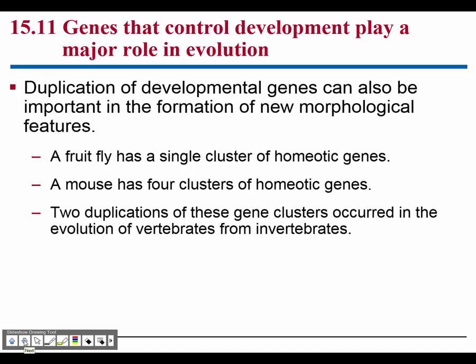So the duplication of development genes can also be important in the formation of new morphological features. When we look at a fruit fly, it has a single cluster of homeotic genes. A mouse has 4 clusters of homeotic genes. And 2 duplications of these gene clusters occurred in the evolution of vertebrates from invertebrates, right? Those with backbones from those without backbones.